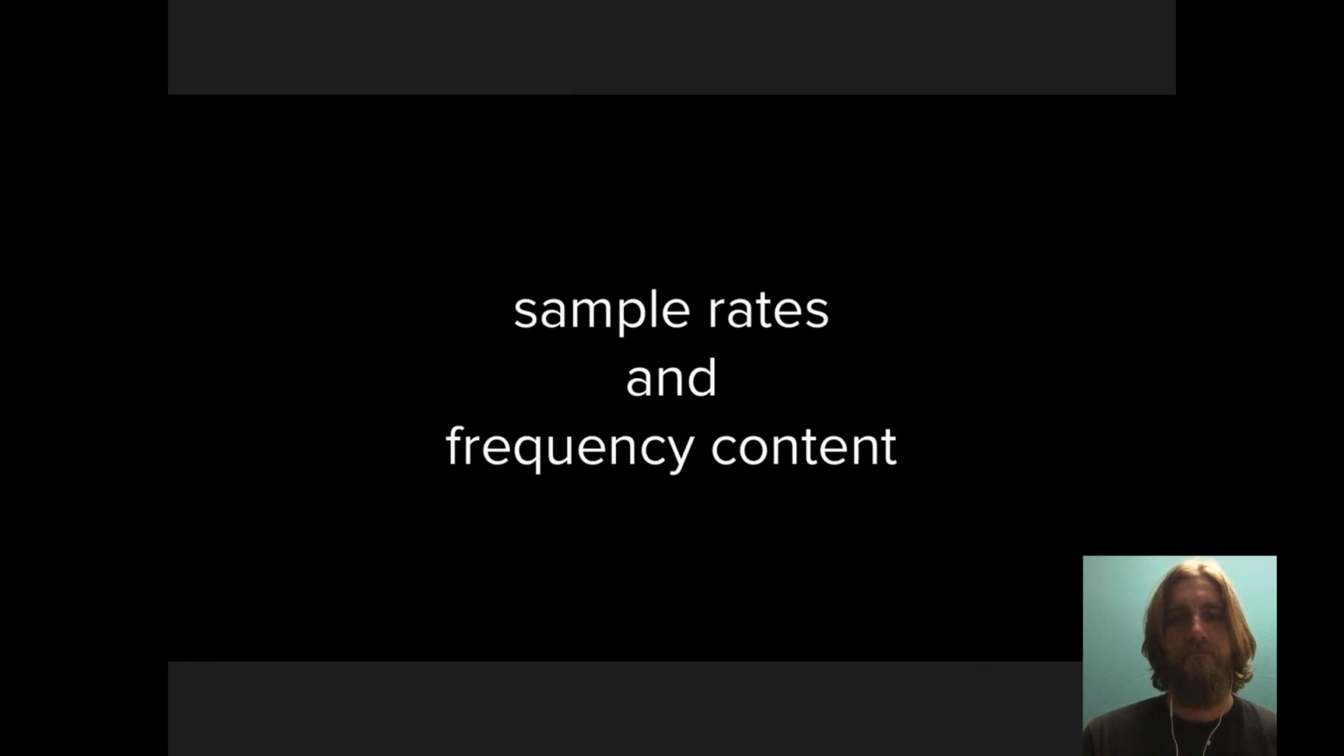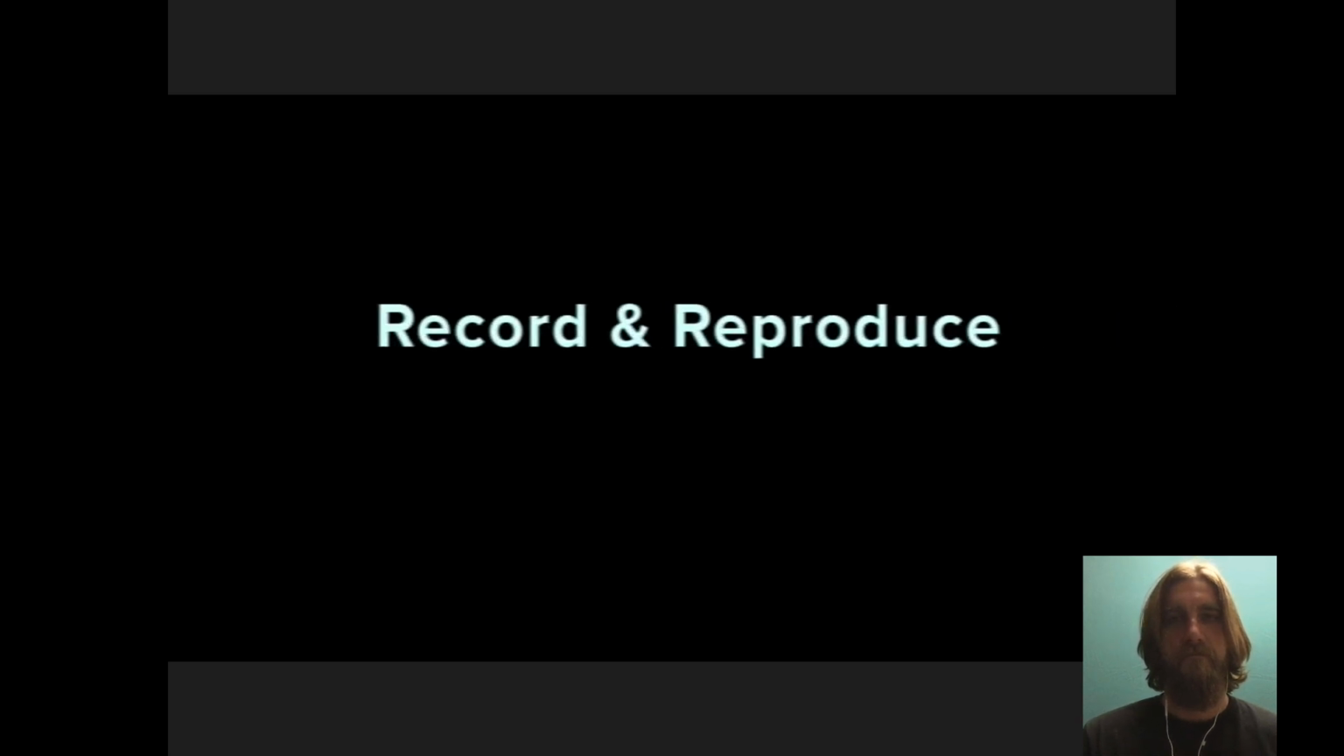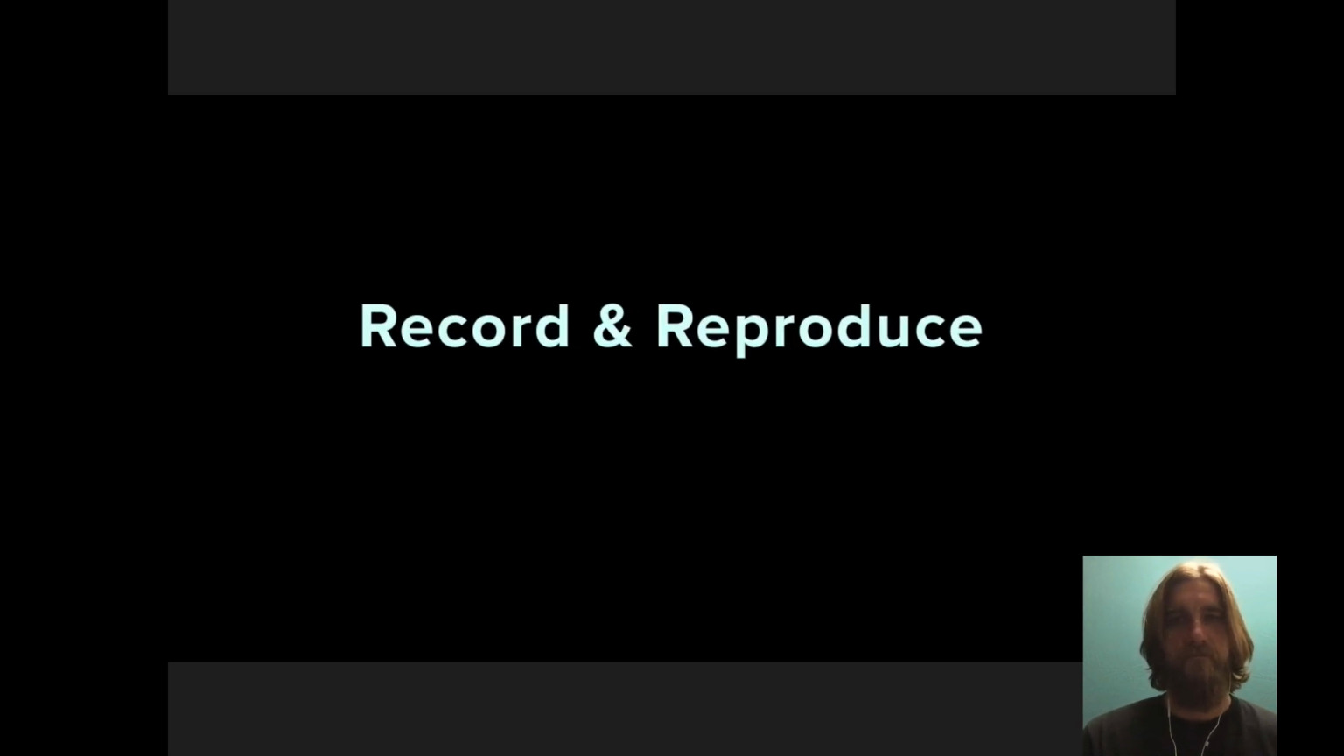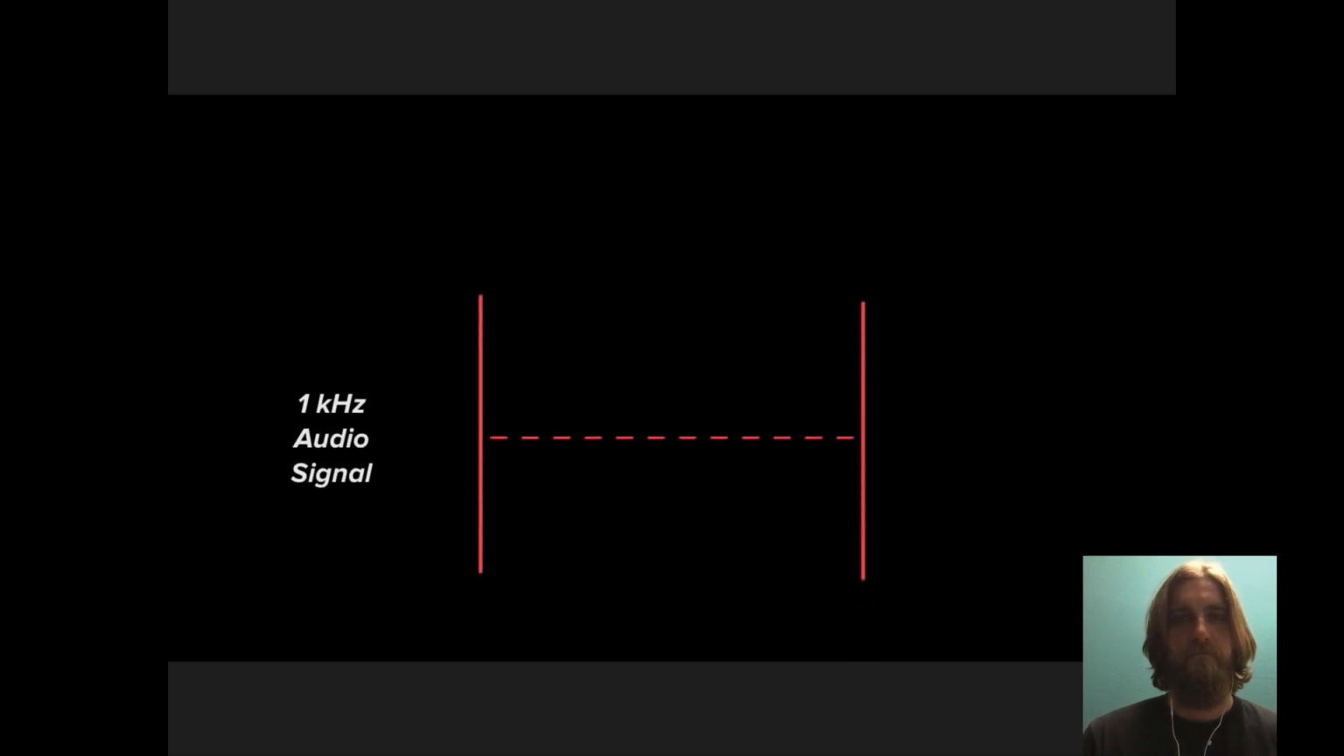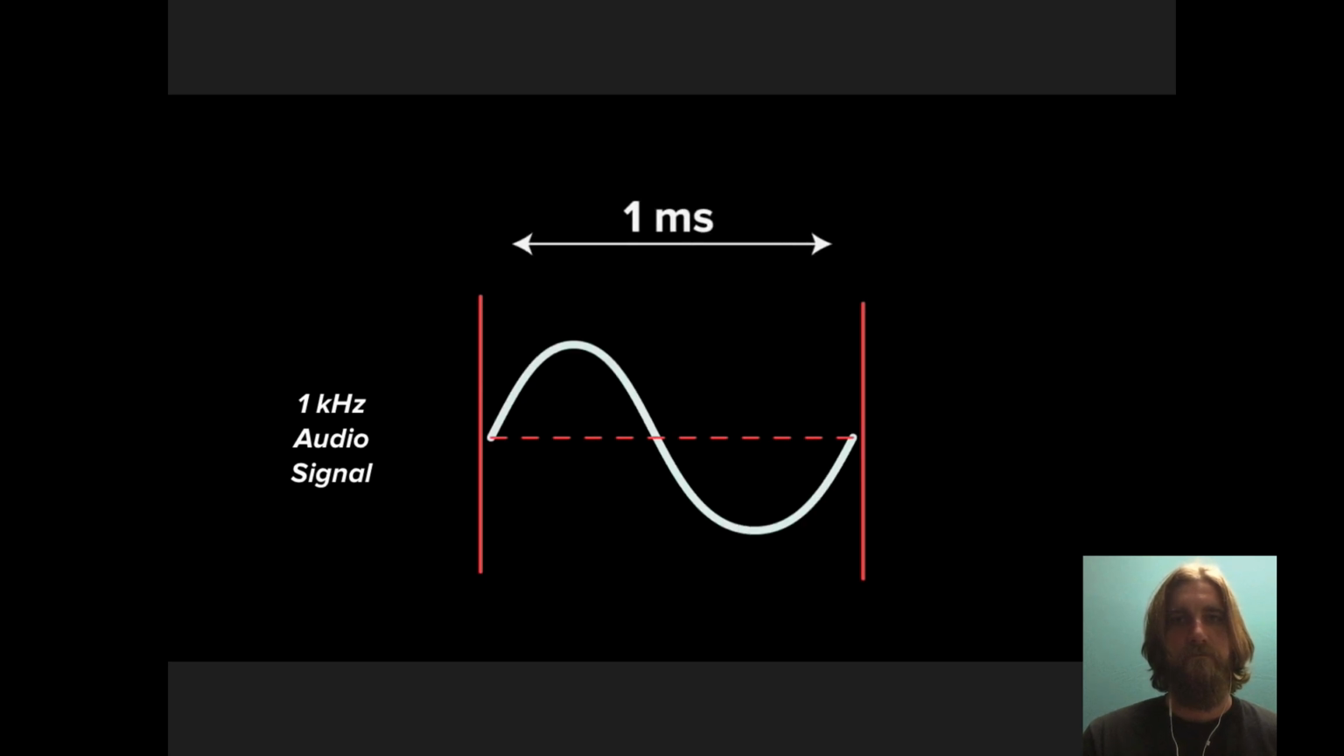So here's some background information on what's happening. In order to accurately record and reproduce a frequency, you need to be able to sample it at least twice every cycle. A 1000 Hertz signal takes 1/1000th of a second to complete a cycle. So if we wanted to make a recording of it, we would need to sample it at twice that speed.